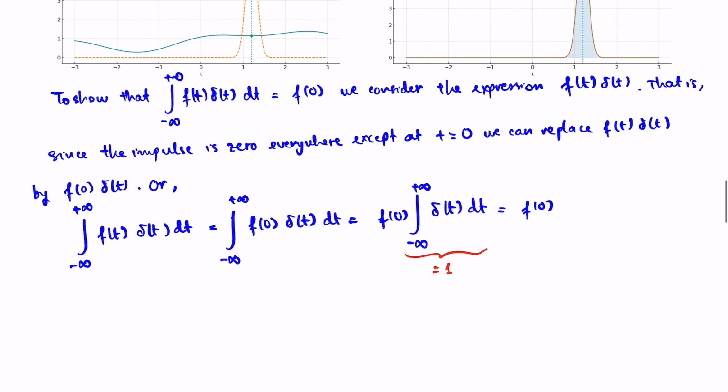So this is the explanation: since the impulse is 0 everywhere except at t equal to 0, we can replace f of t times delta of t by f of 0 times delta of t.